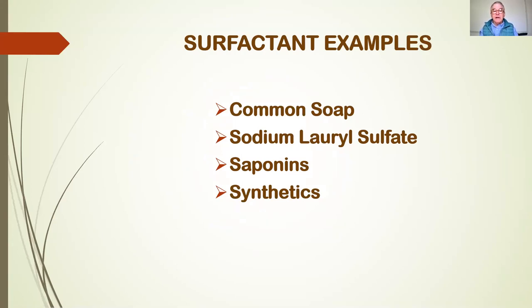Sodium lauryl sulfate can come from either synthetic manufacturing, or it can also be extracted from botanical sources. Saponins. Saponins are a type of surfactant chemistry, which are taken from botanical sources. Quillaja, for example, in South America, contains naturally large amounts of saponin chemistry. So quillaja extracts contain saponins.